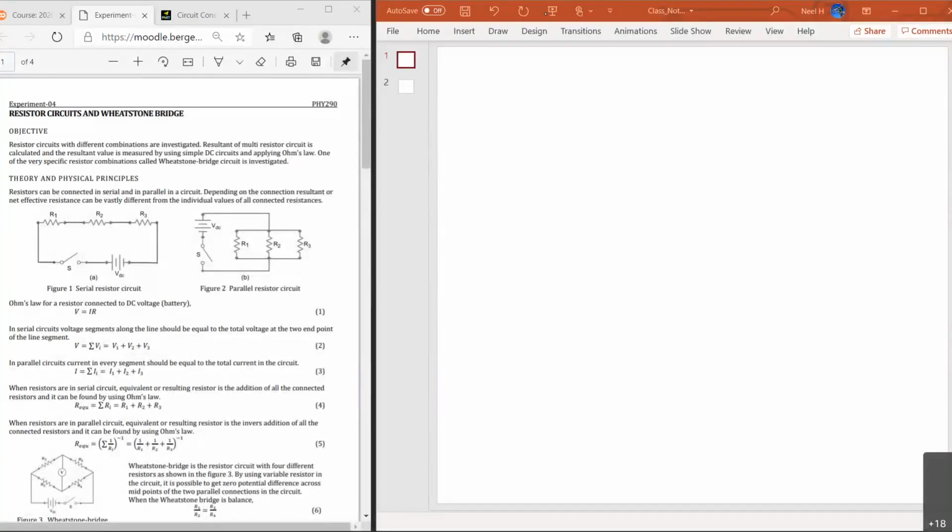This lab is very simple. So what we're going to do is study resistance, resistor connection actually. Okay, experiment number 4. So we're studying resistor connection. There's two types of resistor connection, right? You can connect serially, serial connection, and then we can connect resistors parallelly.